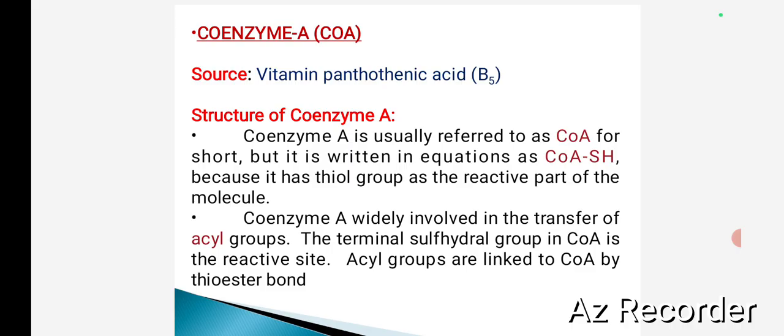Coenzyme A is usually referred to as CoA for short, but it is written in equations as CoA-SH because it has a thiol group as the reactive part of the molecule. Coenzyme A is widely involved in the transfer of acyl groups. The terminal sulfhydryl group in CoA is the reactive site. Acyl groups are linked to CoA by a thioester bond.